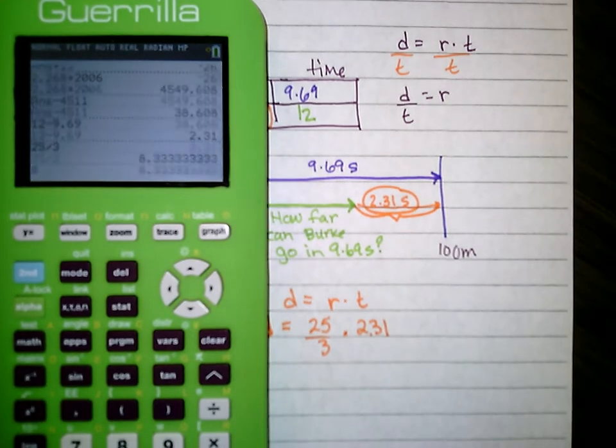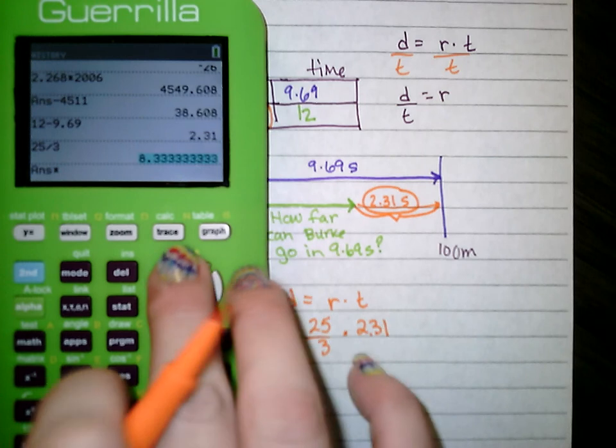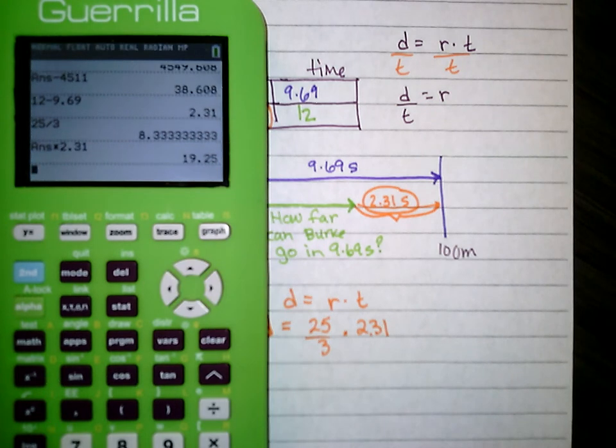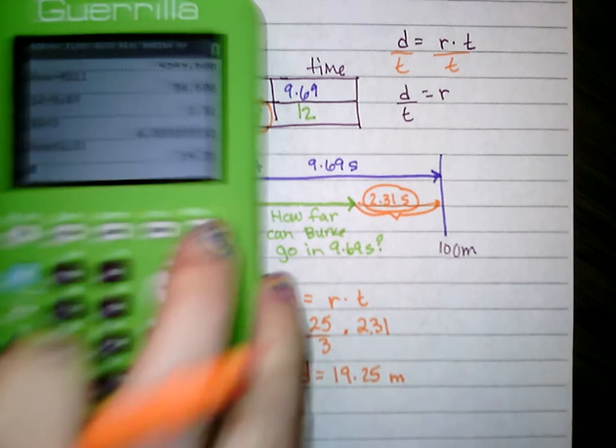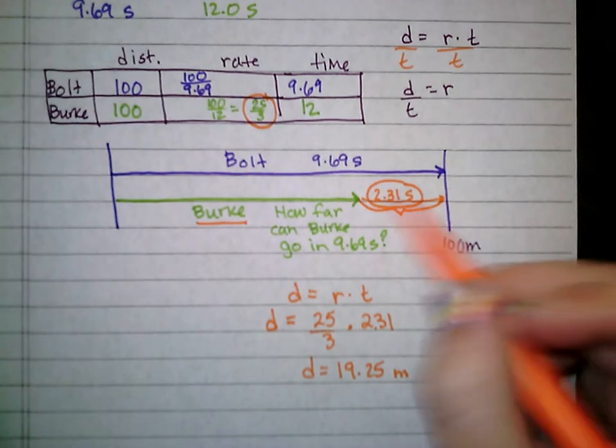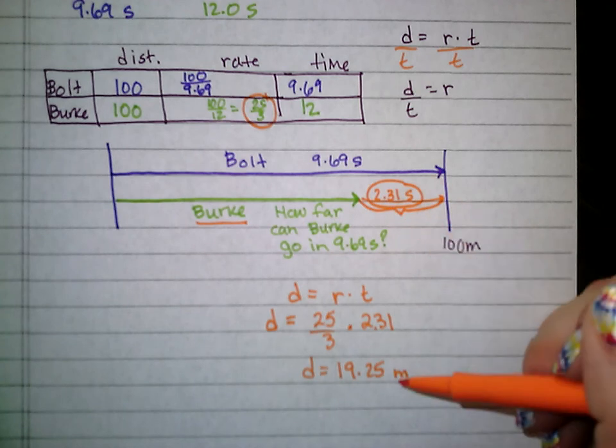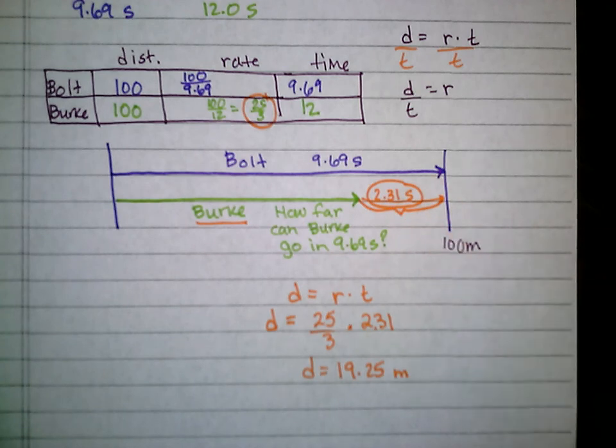So if we take our 25 thirds times 2.31 seconds, we're going to get 19.25 meters. So Bolt will beat Burke by 19.25 meters.